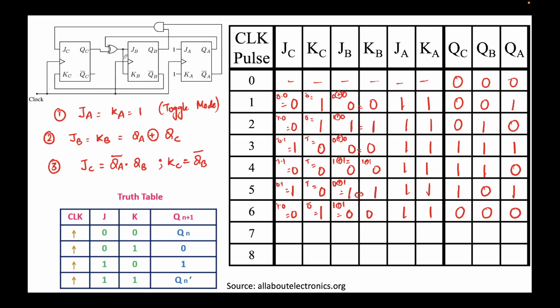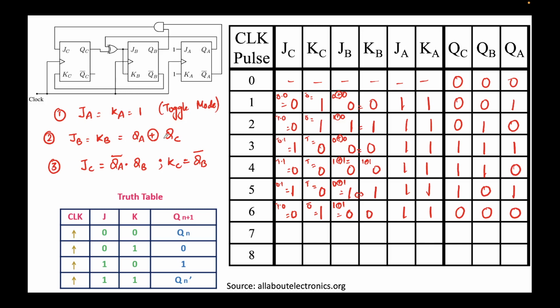JB and KB, they are the same, and they are the result of QA and QC, and you XOR them. So QA XOR QC, right? Finally, JC you see is output of this AND gate, and the inputs are QB and QA bar. So QA bar times QB. Finally KC is nothing but QB bar.